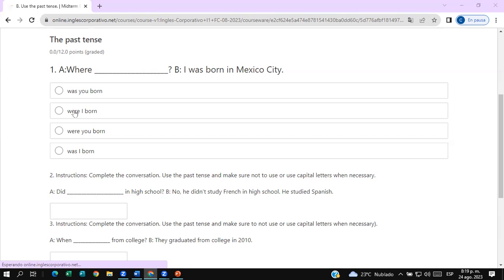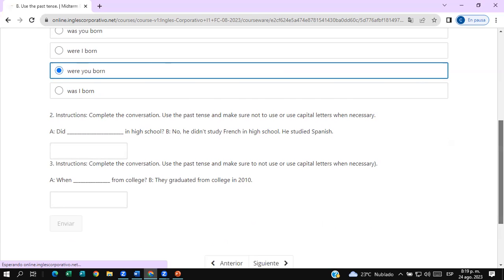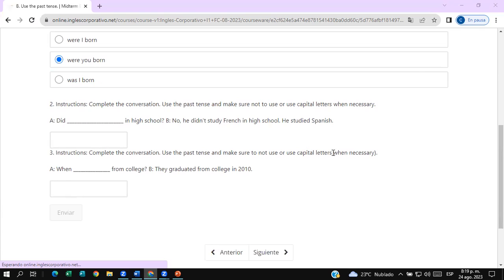The third option. Thank you. All right. Now, Oscar, continue with the next sentence. Sentence number two. Did he study French in high school? No, he didn't study French in high school. He studied Spanish.